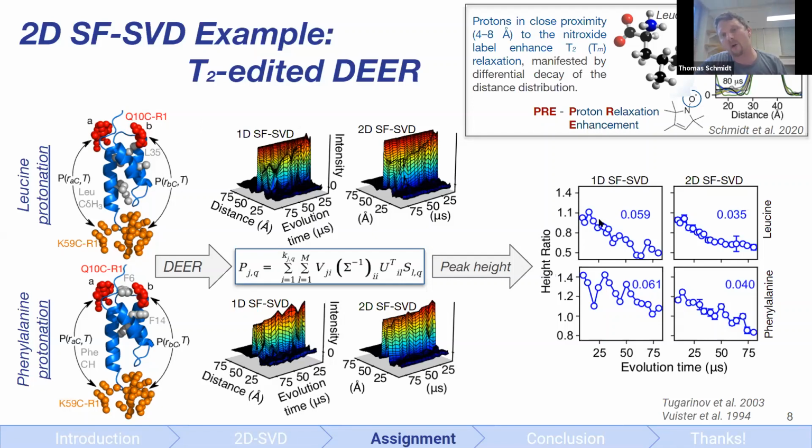And you can see that upon applying the 1D SVD, it's more ragged. However, upon applying the 2D SF-SVD, it really smoothens out a lot for the leucine sample, and it really helps for the phenylalanine sample as well, to see what's going on with the decay. So this is a very beautiful example where the 2D SF-SVD did its job, and it truly increased the resolution.